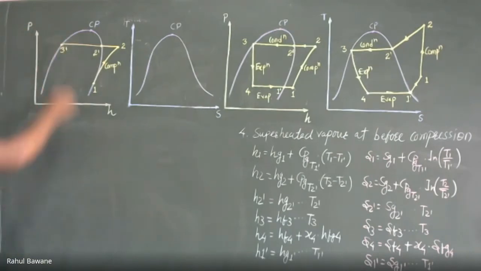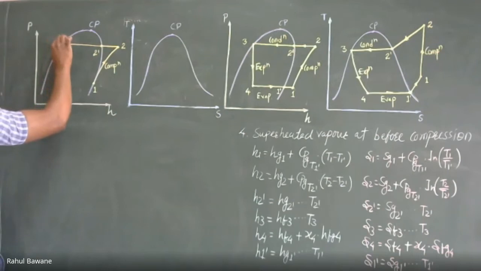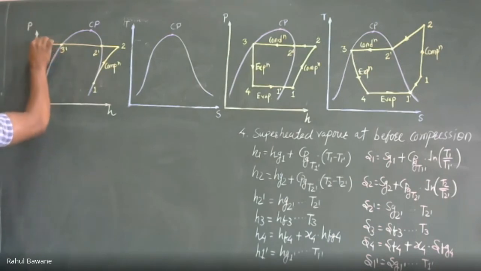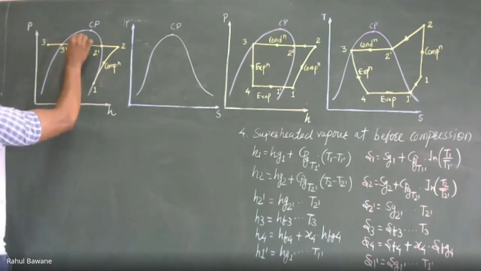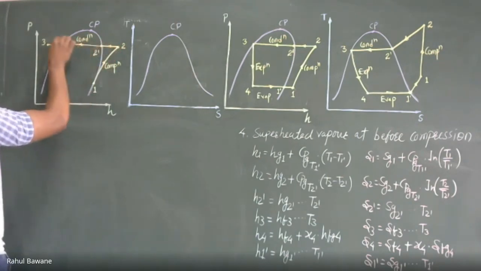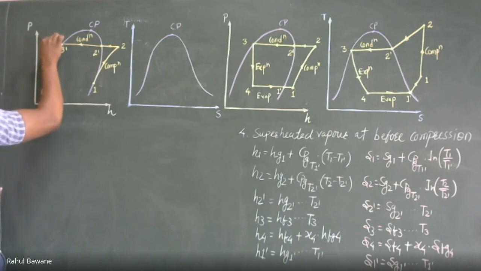So it will be saturated liquid. Imagine if this condition is again reduced, then this is called subcooling. This is the point 3. So this is condensation. This is reduction in superheating, and this is subcooling. So this portion is known as subcooling.